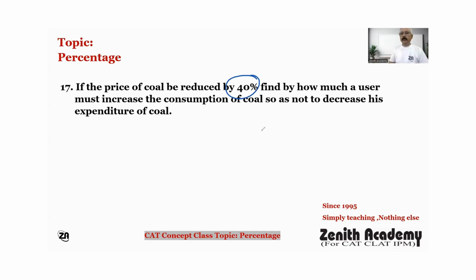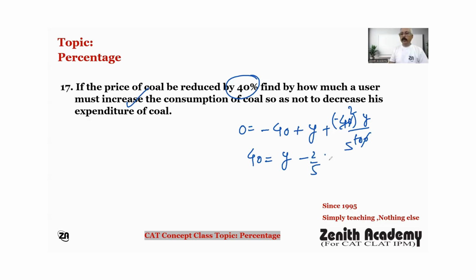Here, first it is reduced 40%, so first it acts as minus 40. And then how much a user must increase. So suppose it is Y, and this is minus 40 into Y by 100. And net, it's a 0. So this is 40 is equal to Y, and this is minus 2 by 5 Y. It is 3 by 5 Y is equal to 40. So Y is 40 into 5, 200 by 3.